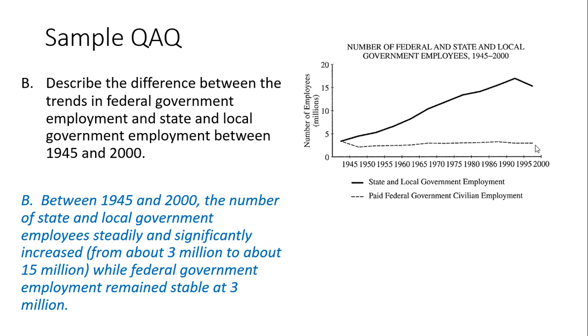Part B, describe the difference between the trends in federal employment and state and local. So I write between 1945 and 2000, the number of state and local government employees steadily and significantly increased. And then I describe that a little more, from about 3 million to about 50 million, while the federal government employment remains stable at 3 million.